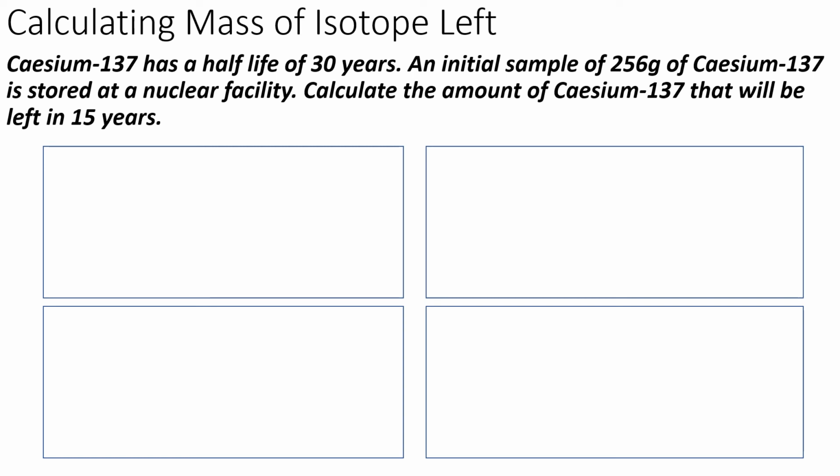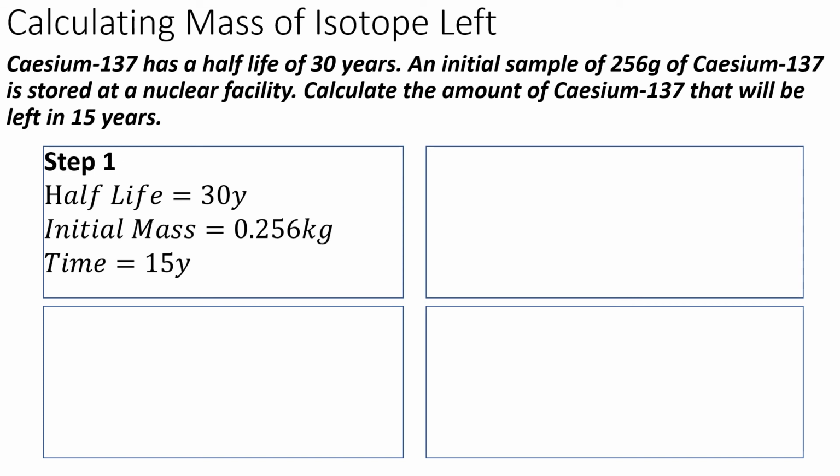So cesium-137 has a half-life of 30 years. The initial sample of 256 grams of cesium-137 is stored at a nuclear facility. Calculate the amount of cesium-137 that will be left in 15 years. Okay, so first of all, we write down what we know. We know the half-life is 30 years, we know the initial mass is 0.256 kilograms, and we know that the time we've had is only 15 years.